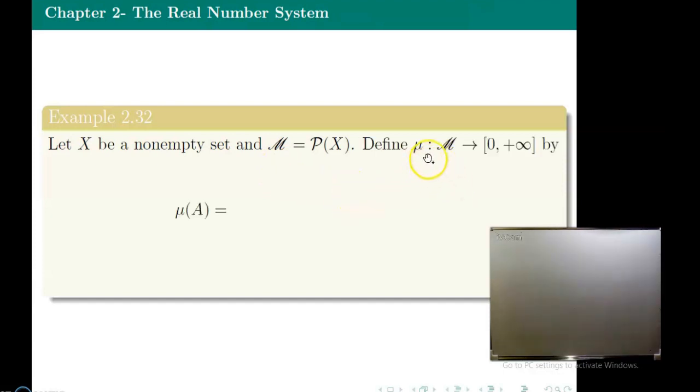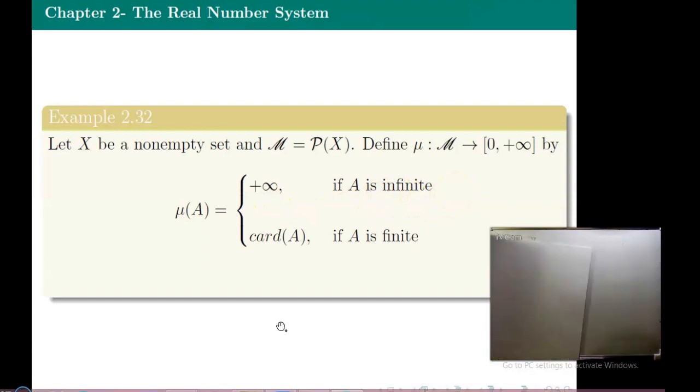So we define the measure. We have script M from 0 to positive infinity, by mu of A, which is equal to positive infinity if A is infinite, if the set is infinite, and it is equal to the cardinality of A if A is finite. Now, is this a measure? Is this function a measure?